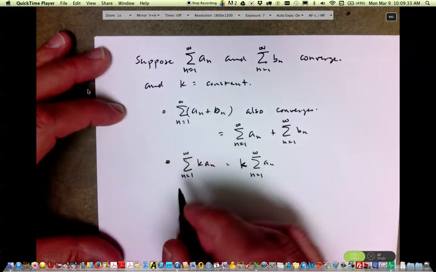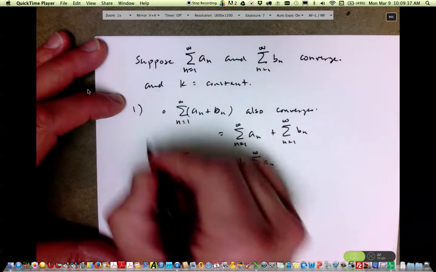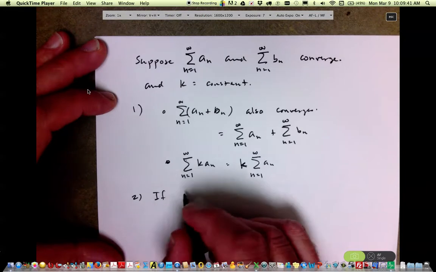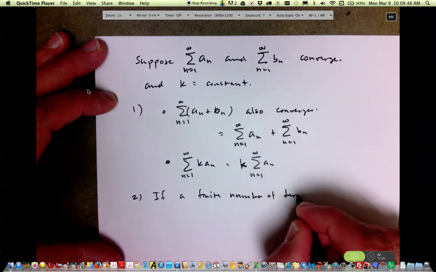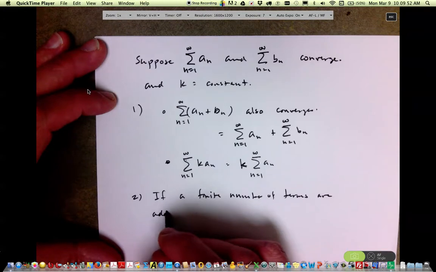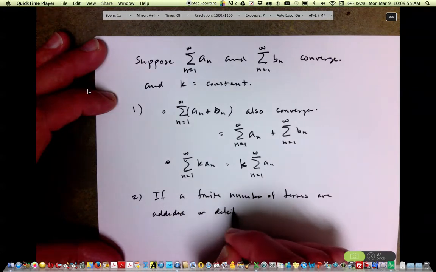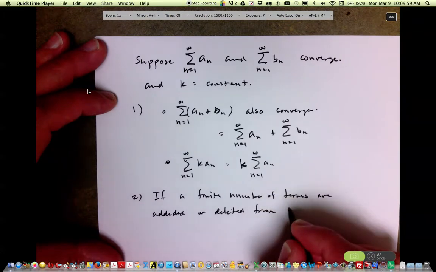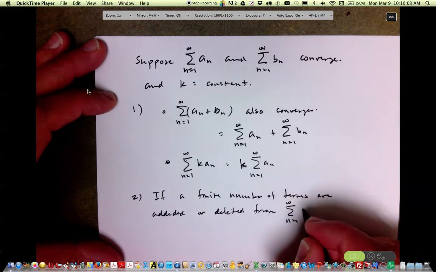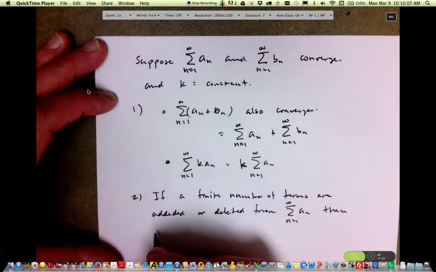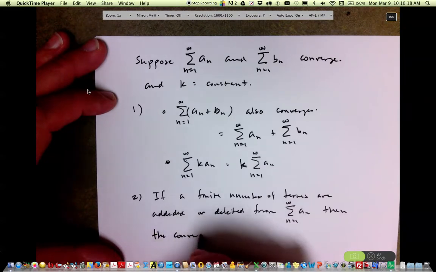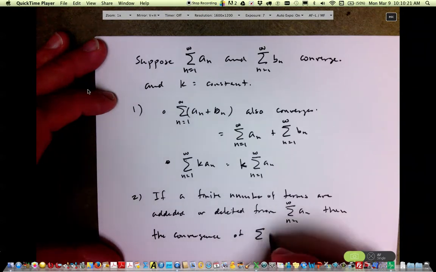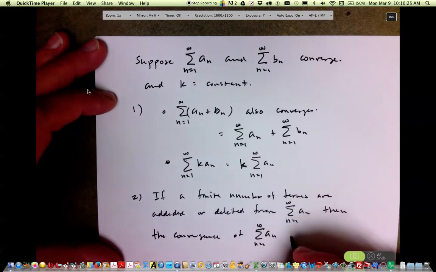All right, the third thing, let's call this number 1, number 2, is if a finite number of terms are added or deleted from the sum n goes from 1 to infinity of a sub n, then the convergence of the sum does not change.